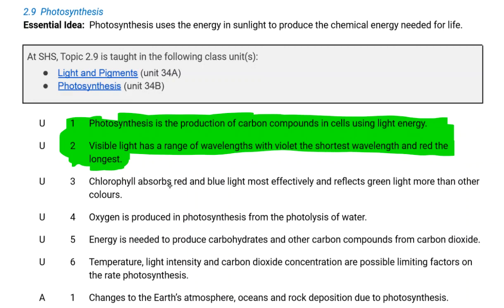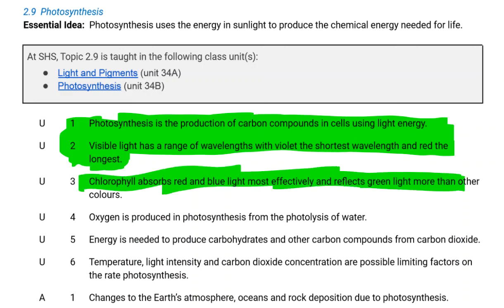Chlorophyll absorbs red and blue light most effectively and reflects green light, which is why chlorophyll is actually green. So sometimes you need to remember, oh, chlorophyll is green. A question might ask you, what light does chlorophyll absorb? You might think green, but no, it's actually red and blue. So it leaves behind green.